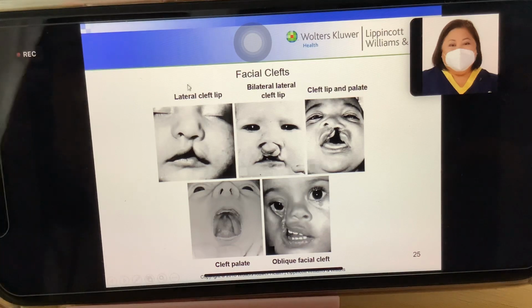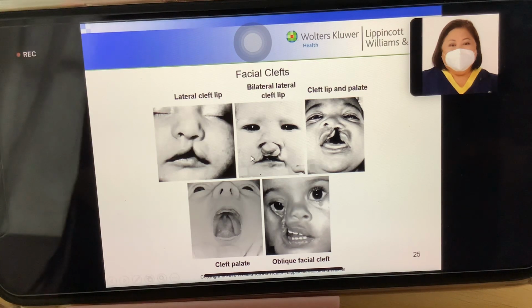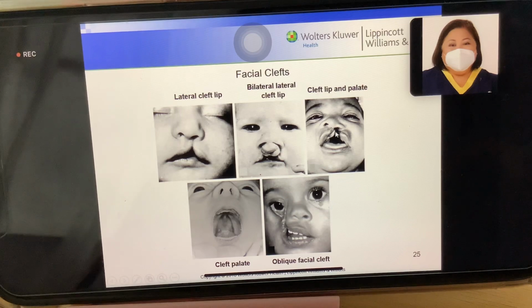Okay? So, this is your lateral cleft lip. It is only on the side. One side. This is bilateral, no? Cleft lip. This one, lip and palate, no? Our problem with this is to feed, no? The baby. Okay, this one, only the palate. It is nice on the surface. This one, oblique facial cleft. Right? They should have been confusing before. So, this one, it isn't confusing.